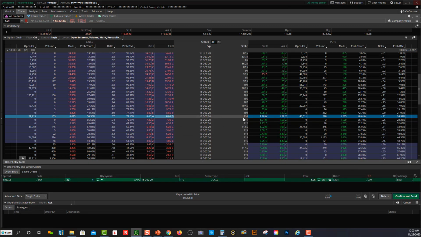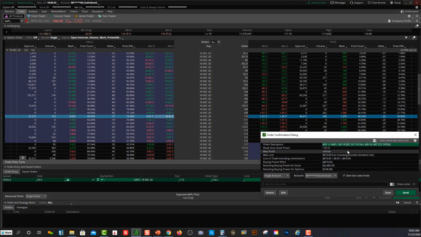If I go and place this order, this is the 110 strike. You'll see the price that I would pay for that is $810 if I bought the ask, and the break even is $118.10. That's because I paid $8.10, so I add that $8.10 on top of the strike price of $110, and that's where I get $118.10. Again, it shows you your break even.